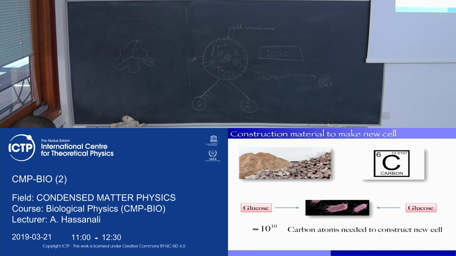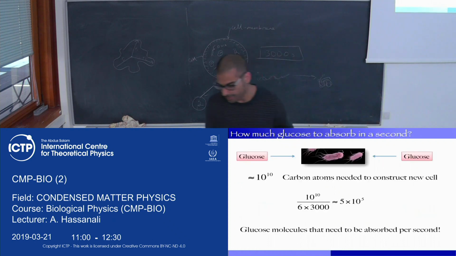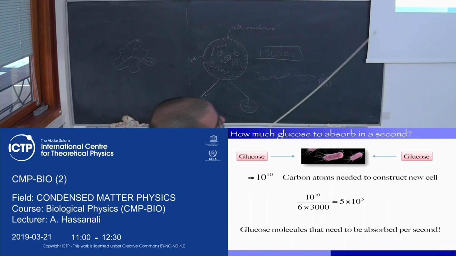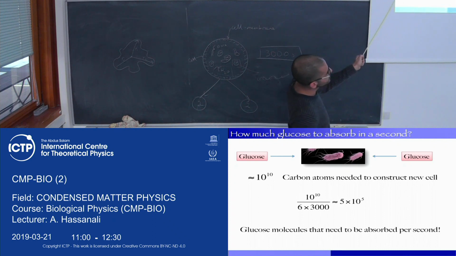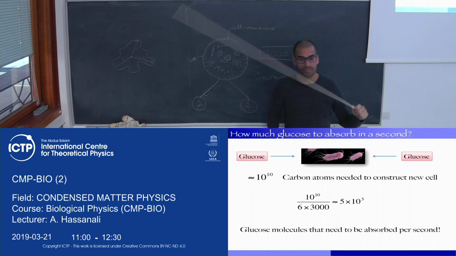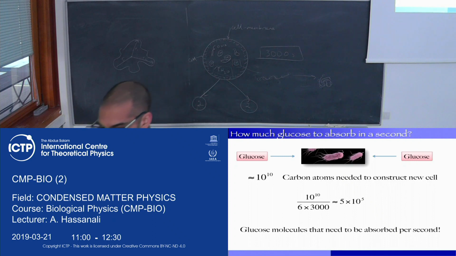Okay? So you can sort of see this. You take 10 to the 6 proteins and you multiply by some factor corresponding to the number of carbon atoms roughly in a single protein. Okay? So it's on the order of 10 to the 10 carbon atoms. So let's say that the carbon atoms come from glucose, sugar. Okay? Well, if I need 10 to the 10 carbon atoms and it takes 3,000 seconds to generate a new cell, I need to absorb about 10 to the 5th glucose molecules per second to generate a new cell.